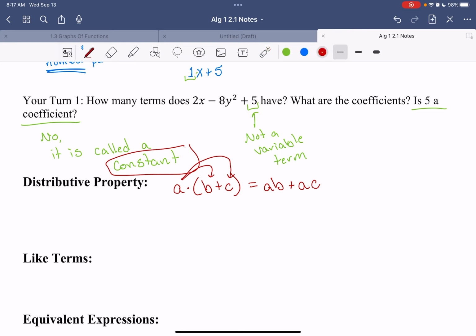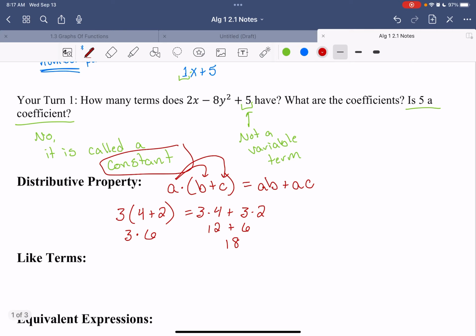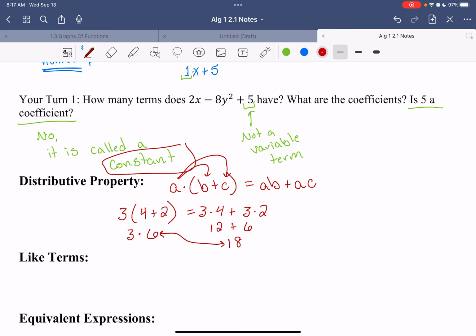How that would look in numbers, if I'm taking 3 times 4 plus 2. I could follow order of operations and add 4 plus 2. And we're going to do it both ways. Or I could take 3 times the 4, take 3 times the 2, and add it. 3 times 4 is 12, plus 3 times 2 is 6, and I get 18. That would give me the exact same thing if I take 3 times 4 plus 2 is 6. 3 times 6 is also 18. They are equivalent expressions, okay, using the distributive property.